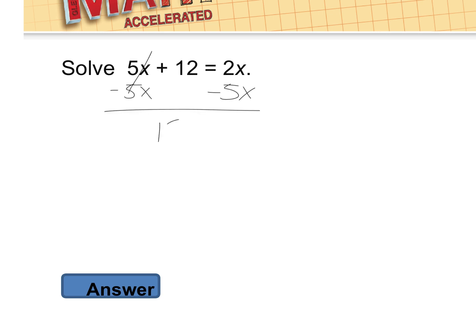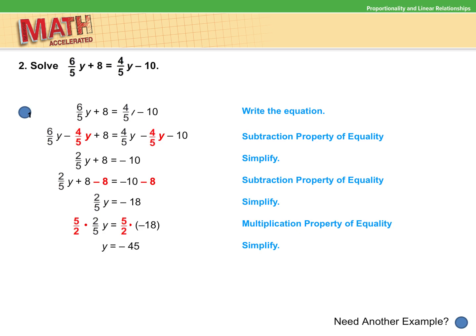So I have 12 equals negative 3x. What do I do now? Divide by negative 3x. Yes, take that negative 3 with you. So we have x equals negative 4. Okay, so again, the only step we added was getting the x's on the same side. Capiche? Okay, let's look at one that looks like this. Don't freak out, we're not working with fractions.